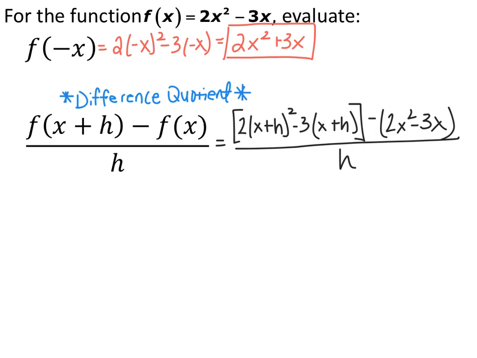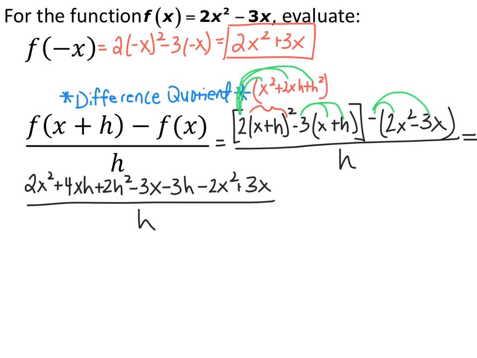Make sure you put parentheses around it so it's going to both parts and not just the 2x squared. So you have minus the quantity 2x squared minus 3x all over h. So all I did was transfer this notation and just filled it into the actual given function. So now go ahead and pause the video and just FOIL everything out as far as you can.